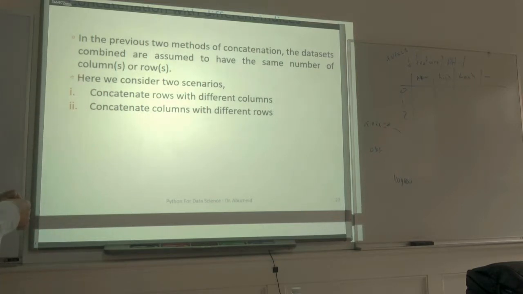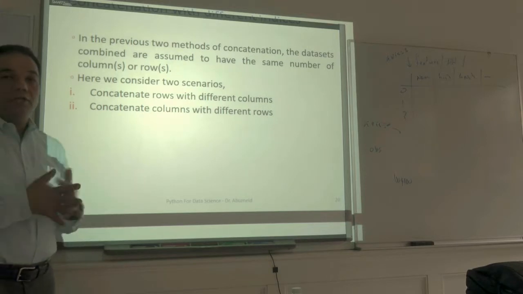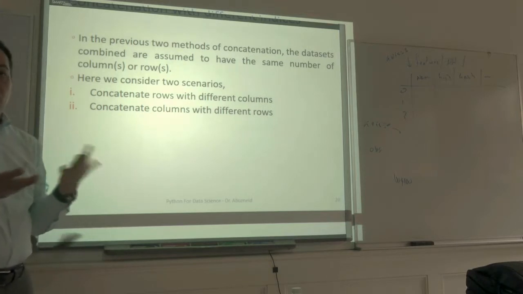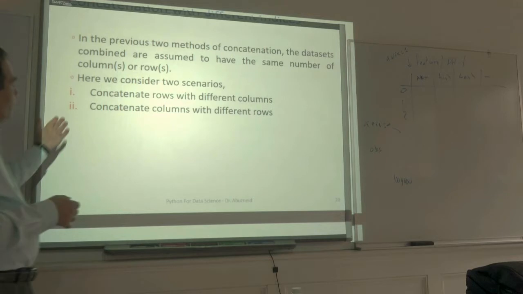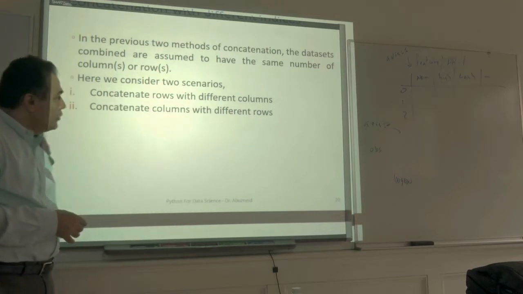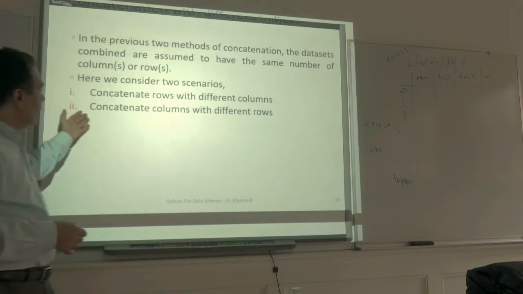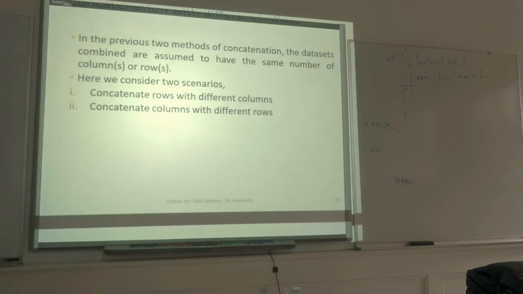All right? In the previous 2 methods of concatenation, the data sets combined are assumed to have the same number of columns and rows. They are identical sizes. This is not real life, is it? So here we consider 2 scenarios: concatenate rows with different columns and concatenate columns with different rows.